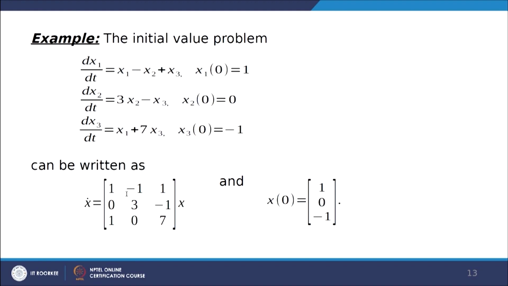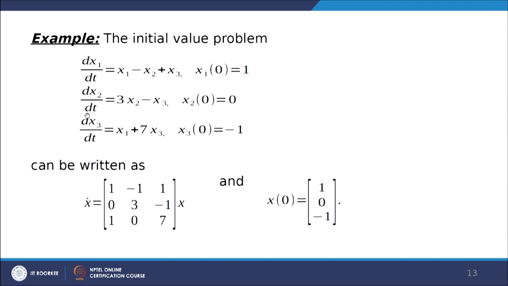Let us now take up another problem. Here we are taking an initial value problem. So, we have 3 equations: dx1 by dt equal to x1 minus x2 plus x3, dx2 by dt equal to 3x2 minus x3, dx3 by dt equal to x1 plus 7x3. We are given that at t equal to 0, x1 is 1, x2 is 0, and x3 is minus 1.